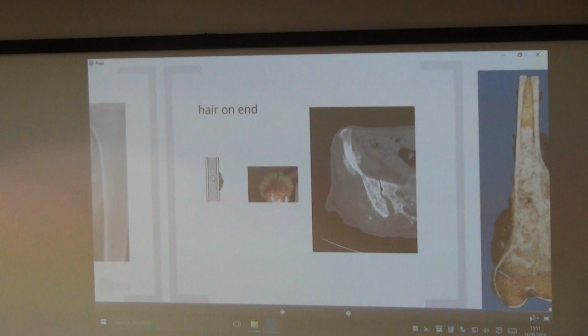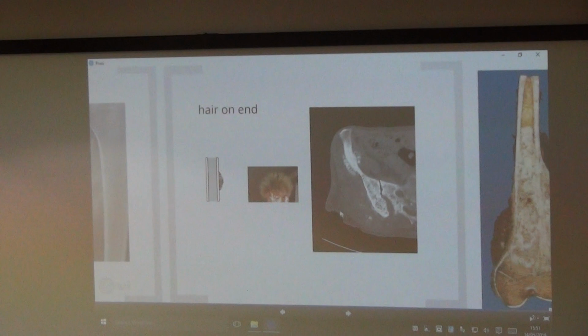Some radiological features that describe osteoid lesions. The second is the periosteal reaction known as hair-on-end, a perpendicular outgrowth from the surface of the bone with associated internal mineralization, and it's a sign of aggressiveness.